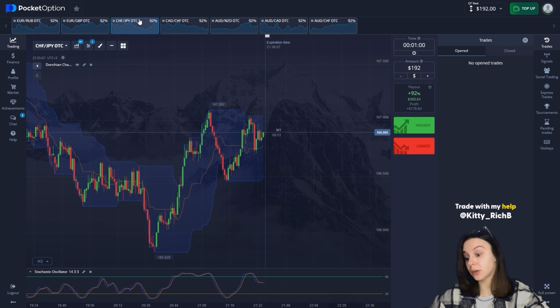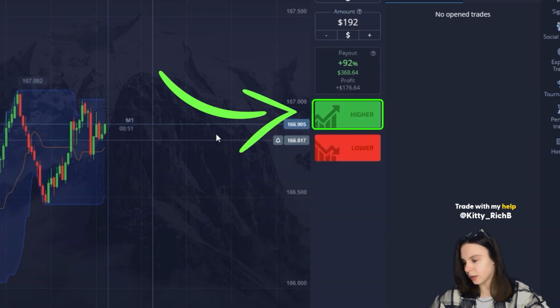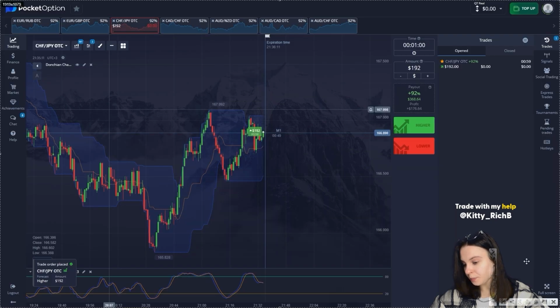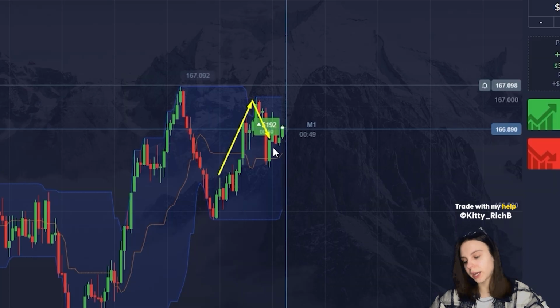Here we are on the next currency pair. Let's open a trade for an increase and move on to the general analysis. At the moment, we can see that we have a swing on the chart. So this is an upward trend, downward and upward again.